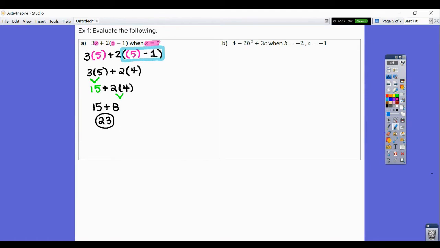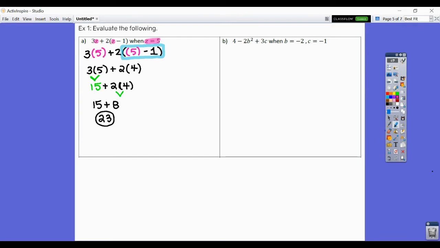In the next example, I have 4 minus 2 times b squared plus 3 times c, and I'm going to evaluate that when b is equal to negative 2 and c is equal to negative 1. So from here, I'm going to go ahead and plug those variables into the correct position. So 4 minus 2, then I'll put parentheses around my negative 2 for b, which I will have to square, so don't forget about that, plus 3 times my negative 1. Again, putting those in parentheses.